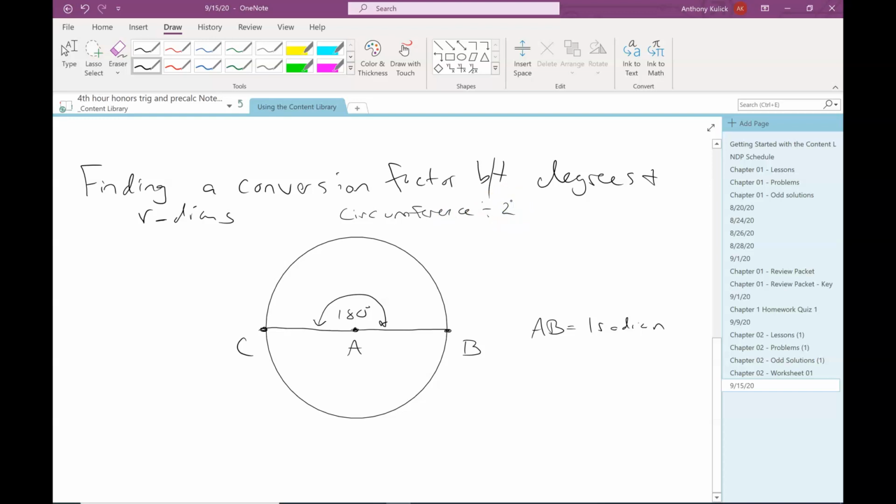It's the circumference of the circle divided by 2. Everybody okay with that? Because it's just splitting the circle in half.